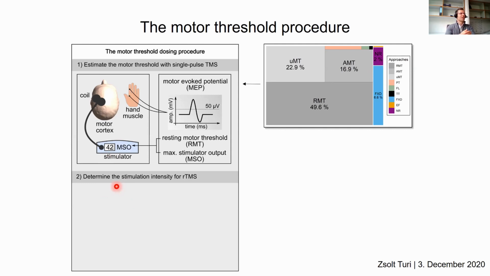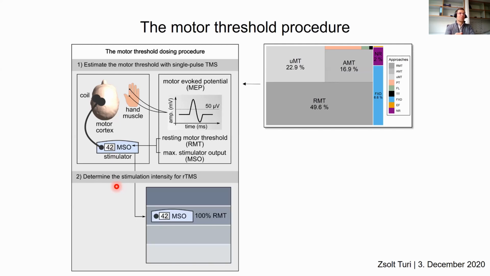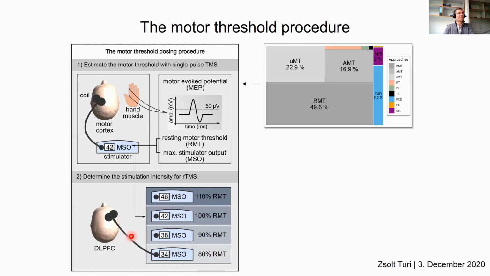Here, what you need to do is determine the stimulation intensity for rTMS. You might want to use 100% of the resting motor threshold, then you use the same stimulation intensity, or you might use slightly higher or lower intensities. And then the final step, you move the coil to a completely different brain region, which might be characterized by a different cortical folding pattern, different scalp to cortex distance, and maybe this might be on another hemisphere than where you determined the motor threshold.